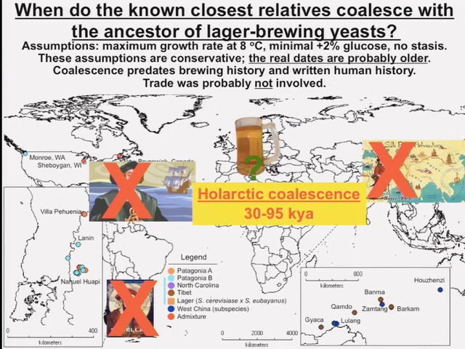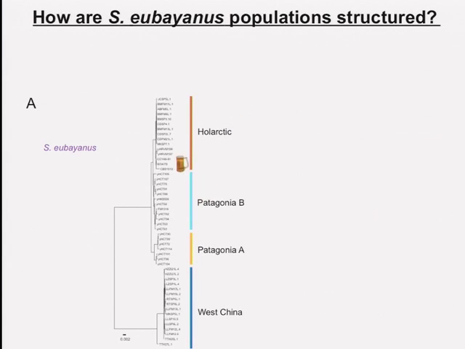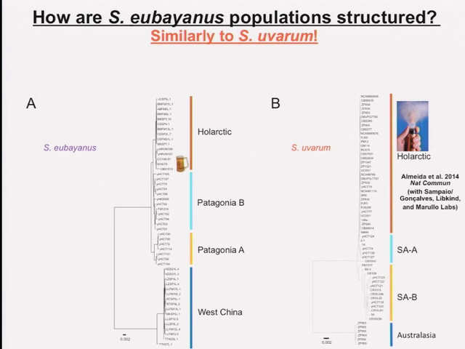So what do I think is actually going on? I don't think we know for sure, but I think that the population structure of eubayanus does not require human activity. Instead, I think that there are geological forces at work. The reason, in part, is that if we look at the sister species, uvarum, we see exactly the same degrees of divergence in structure. We see two highly diverse Patagonian populations with similar levels of diversity to these two populations, and they're about 1% divergent from one another. Similarly, much like this West China outgroup population, we see an Australasia outgroup population.